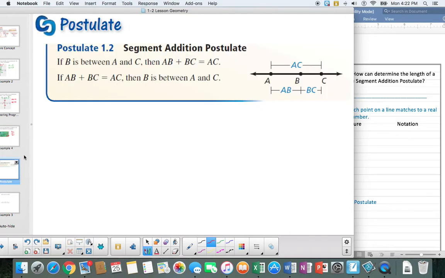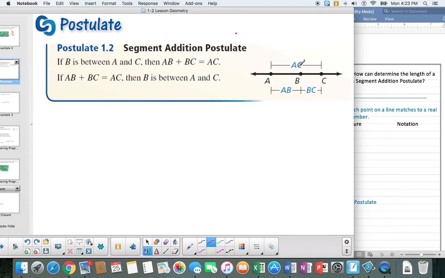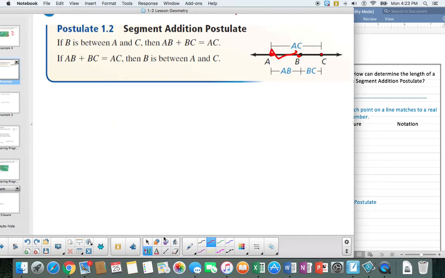And what we're going to be talking about is the segment addition postulate, which says when there are 3 points, 3 collinear points, that the big distance is equal to the sum of the 2 little distances.